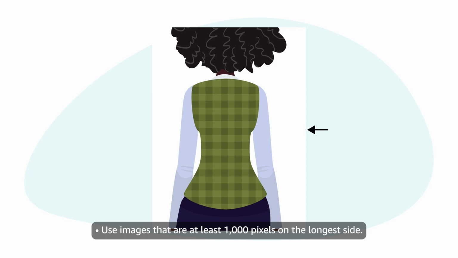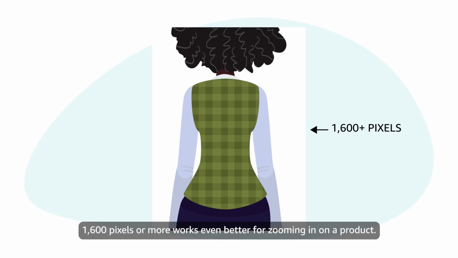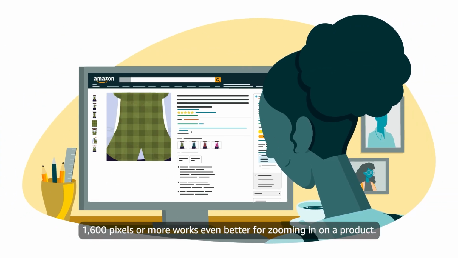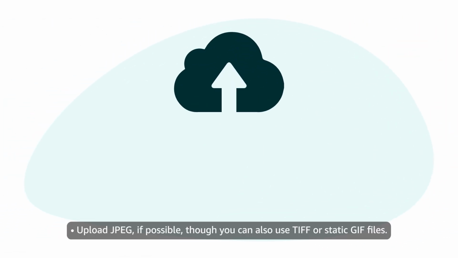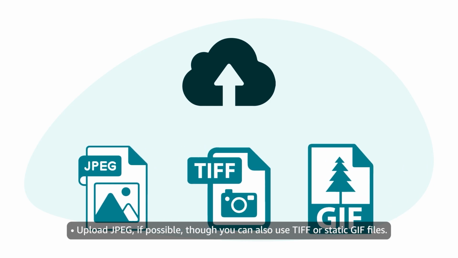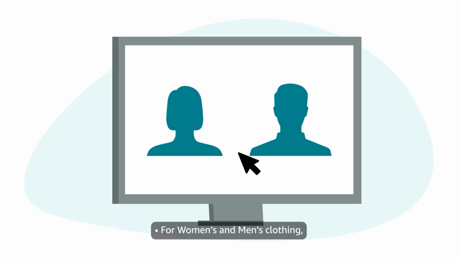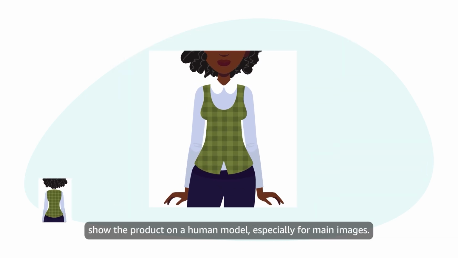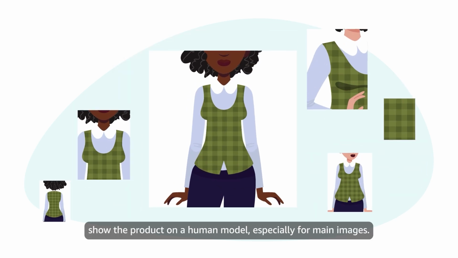Use images that are at least 1000 pixels on the longest side. 1600 pixels or more works even better for zooming in on a product. Upload JPEG if possible, though you can also use TIFF or static GIF files. For women's and men's clothing, show the product on a human model, especially for main images.